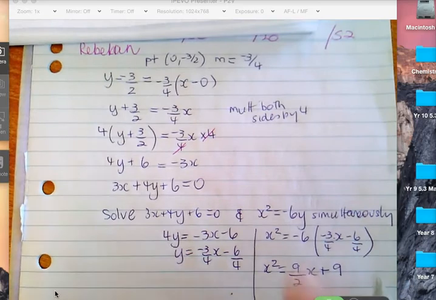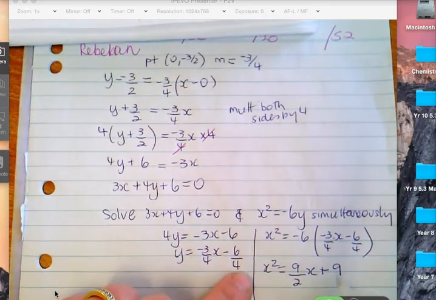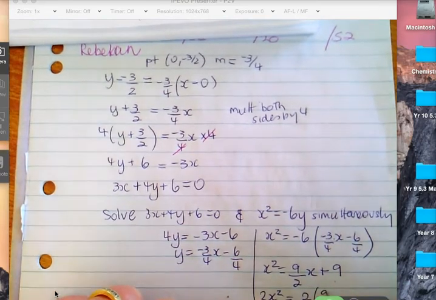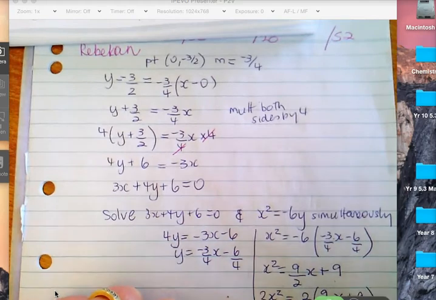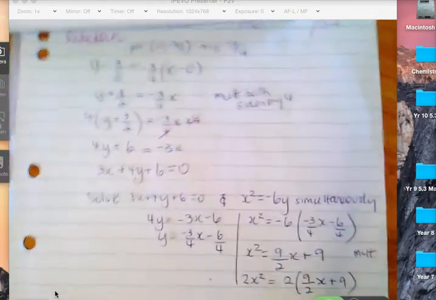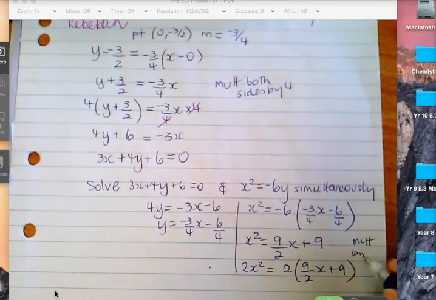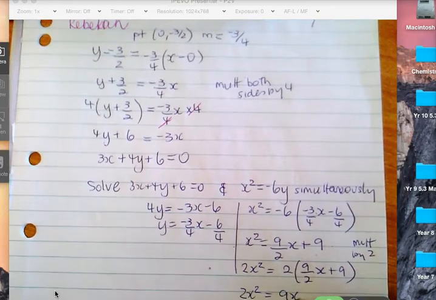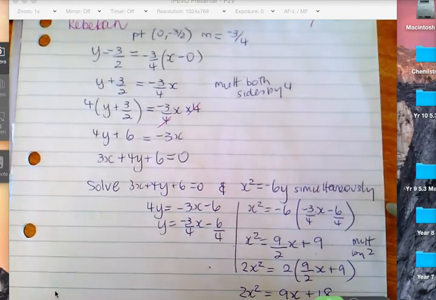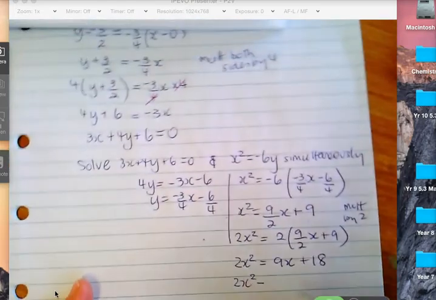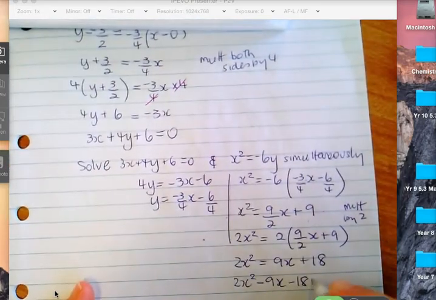So multiplying both sides by 2. We've got to get rid of the divide by 2, so multiply the left and the right all by 2. You get 2x squared equals 9x plus 18. Taking everything over to the left. It's a big question.